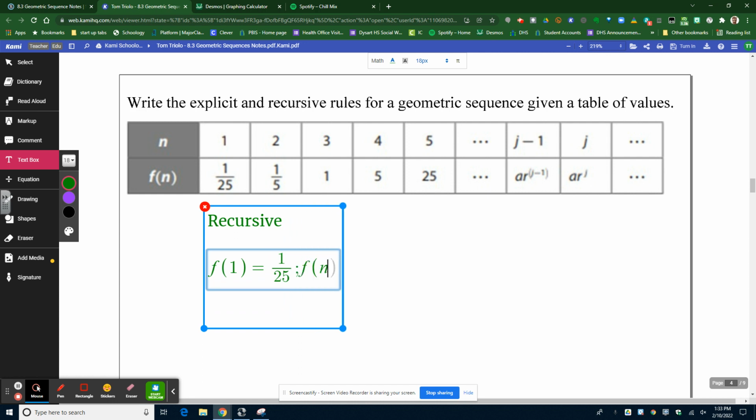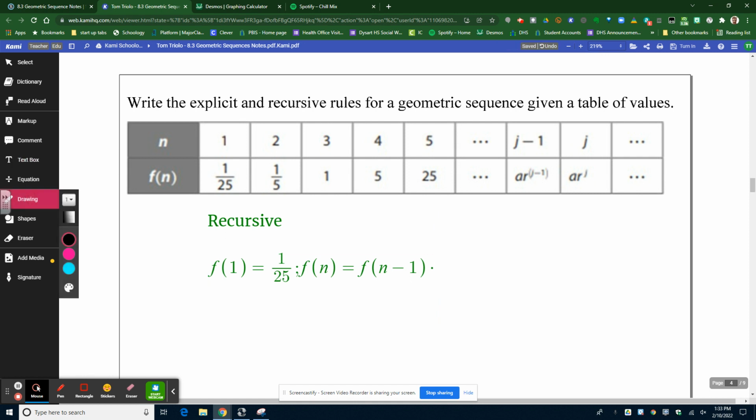F of n, and this will always be the case. It's always f of n equals f of n minus 1, which means my current number is equal to my prior number. The way I show prior numbers is f of n minus 1, times my common ratio. It might be hard for you to figure out what the common ratio is until you get right here. Really all you're doing is taking 2 consecutive numbers. So 1/5 divided by 1/25 might be a little hard, but 5 divided by 1 should not be hard. So the common ratio is indeed 5.